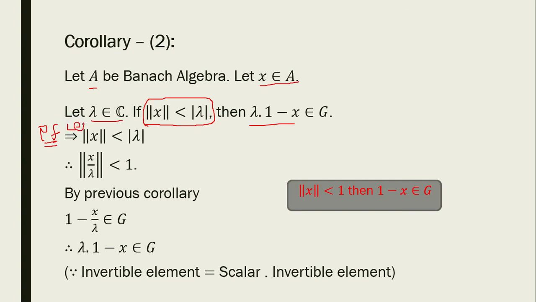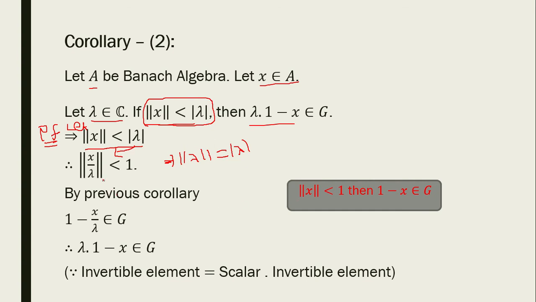We know that norm lambda is equal to mod lambda. So dividing, norm x upon norm lambda, so norm (x upon lambda) is less than 1. By the previous corollary, if norm x is less than 1, then 1 minus x belongs to G. Here x is x upon lambda. So 1 minus x upon lambda belongs to G.